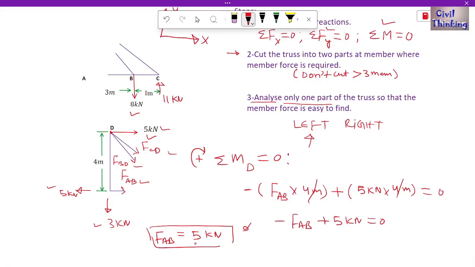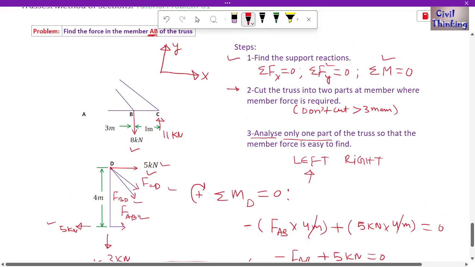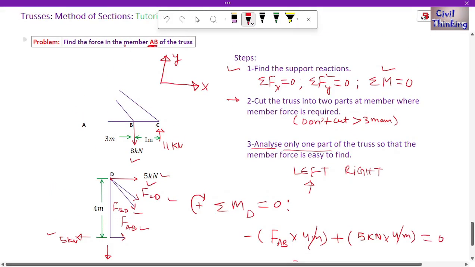Now see, is the 5 kilonewton a negative value or positive? It is of course positive, because we got a positive value and we initially assumed the force is tensile. When we get positive, it means our assumption is right. If we get a negative, it means our assumption was wrong. Since we got a positive value, our assumption that the force in AB is tensile is correct. So the force in member AB is 5 kilonewton tensile.